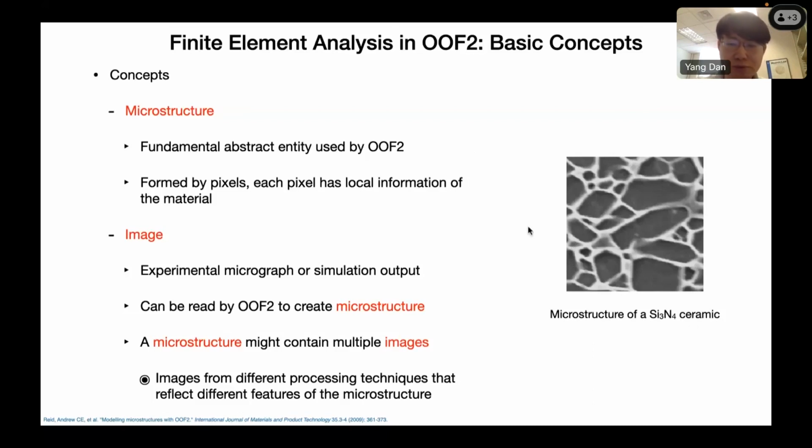The microstructures are usually rectangular, like the examples here. They are formed by pixels, just like images, where each pixel has the local information of the material. This is a figure I quoted from the UIUC 2 paper, which shows the microstructure of a silicon nitride ceramic. As you can see, there are some structures inside this microstructure, and the dark parts, I think, are crystalline, and the parts that have lighter colors, I think, are glassy. So these are 2 different kinds of phases here.